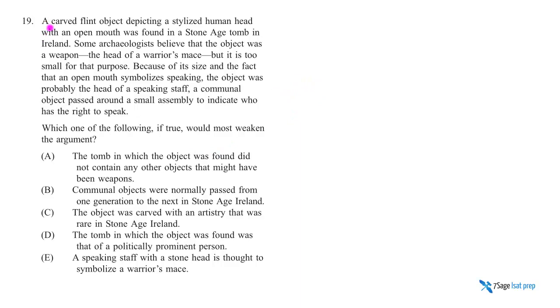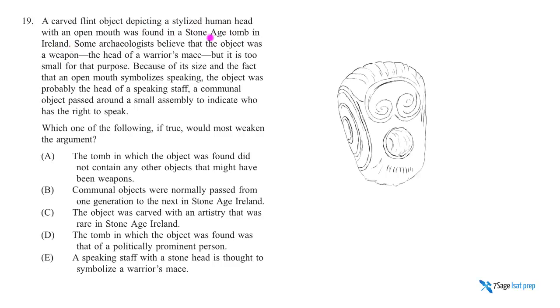So here we have a carved flint object depicting a stylized human head with an open mouth, found in a Stone Age tomb in Ireland. So we found a Stone Age artifact. Now the question is, what is this artifact? Well, some archaeologists believe that the object was a weapon, the head of a mace. You just put a staff on below it, and now this is the head of a mace.